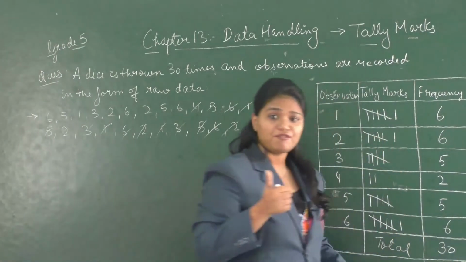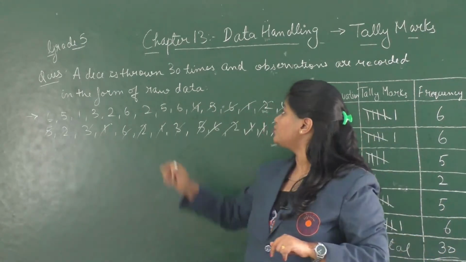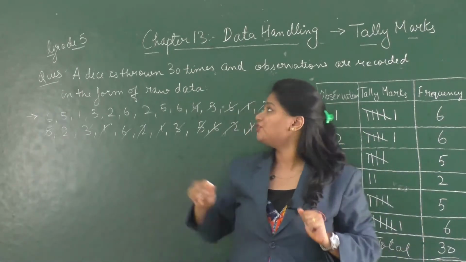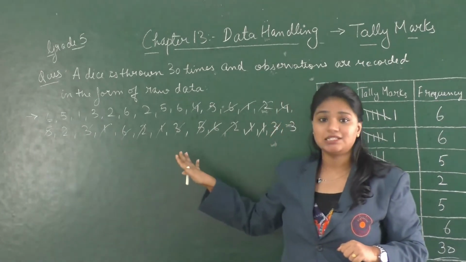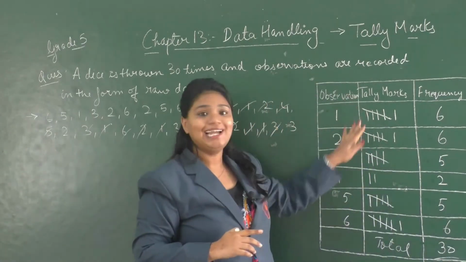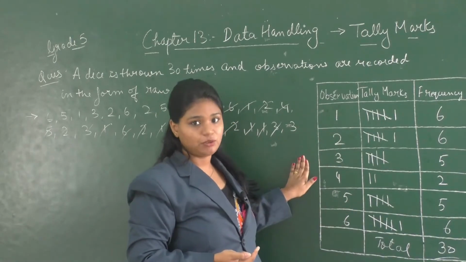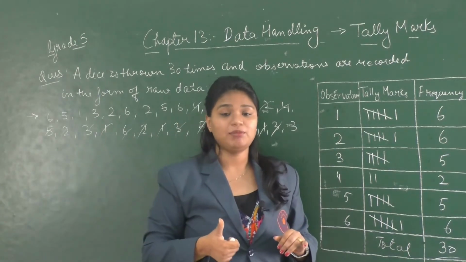So here you have to notice that the total of the frequency should be equal to the total number of observations. So here we have 30 and here also we have 30. So in this way we have represented this data in the form of tally marks and it is organized in a much better way. So we can represent data in the form of tally marks.